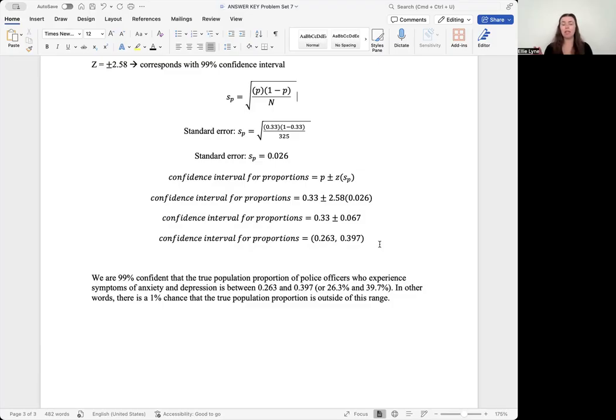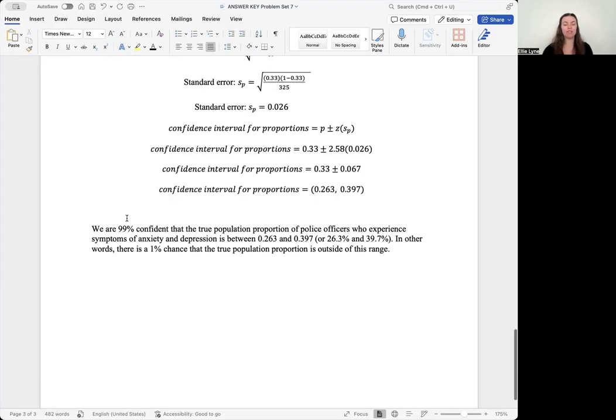So the last step here again is to interpret our results within the context of the problem. So we start off here by stating what our confidence level is. We are 99% confident that the true population proportion, again because we're using proportions rather than means, of police officers who experience symptoms of anxiety and depression is between 0.263 and 0.397, or 26.3% and 39.7%. In other words, there is a 1% chance that the true population proportion is outside of this range.